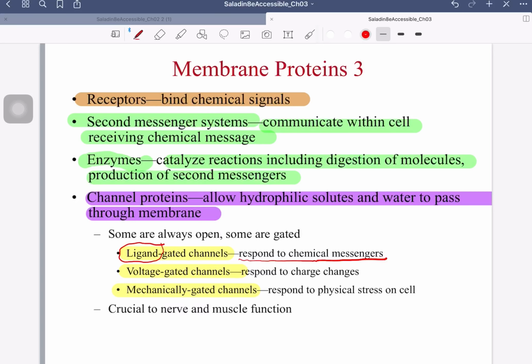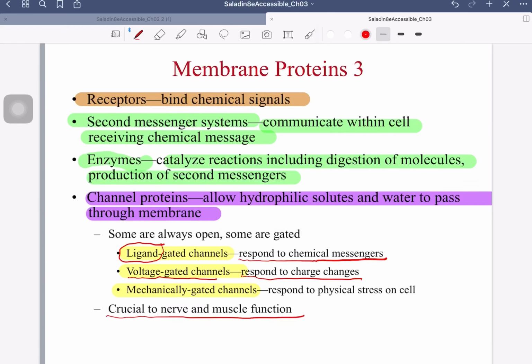The next group were the voltage gated channels, and not surprisingly with a name like that, it responds to change in charges in the local environment. So these types of gates will only become activated if the membrane close to the gate has a voltage change occurring, and then it'll open. And then mechanical gates are those that respond to physical stress on the cell. These are really critical to nerve and muscle function.